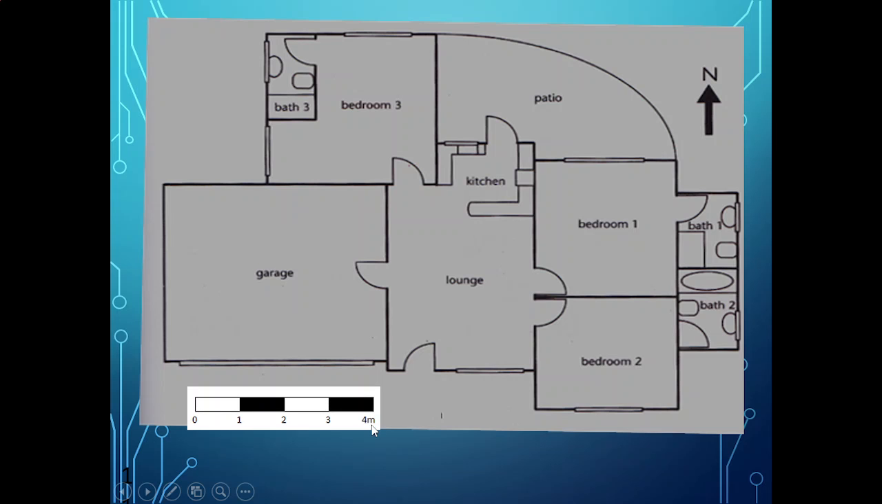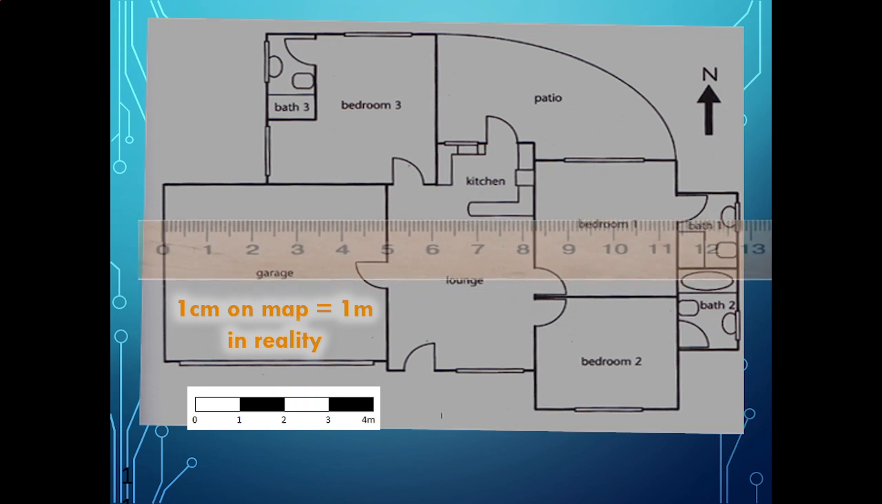Now remember, this is a house. It can't be in kilometers. It has to be in meters. I think this scale maybe is wrong. It should have been 40 meters or something like that in real life. Because yes, you do get a 4 meter wall, but you don't get a 40 meter wall in reality. So then you take your ruler and do your scale. There we go. 1 centimeter is equal to 1 meter in reality.